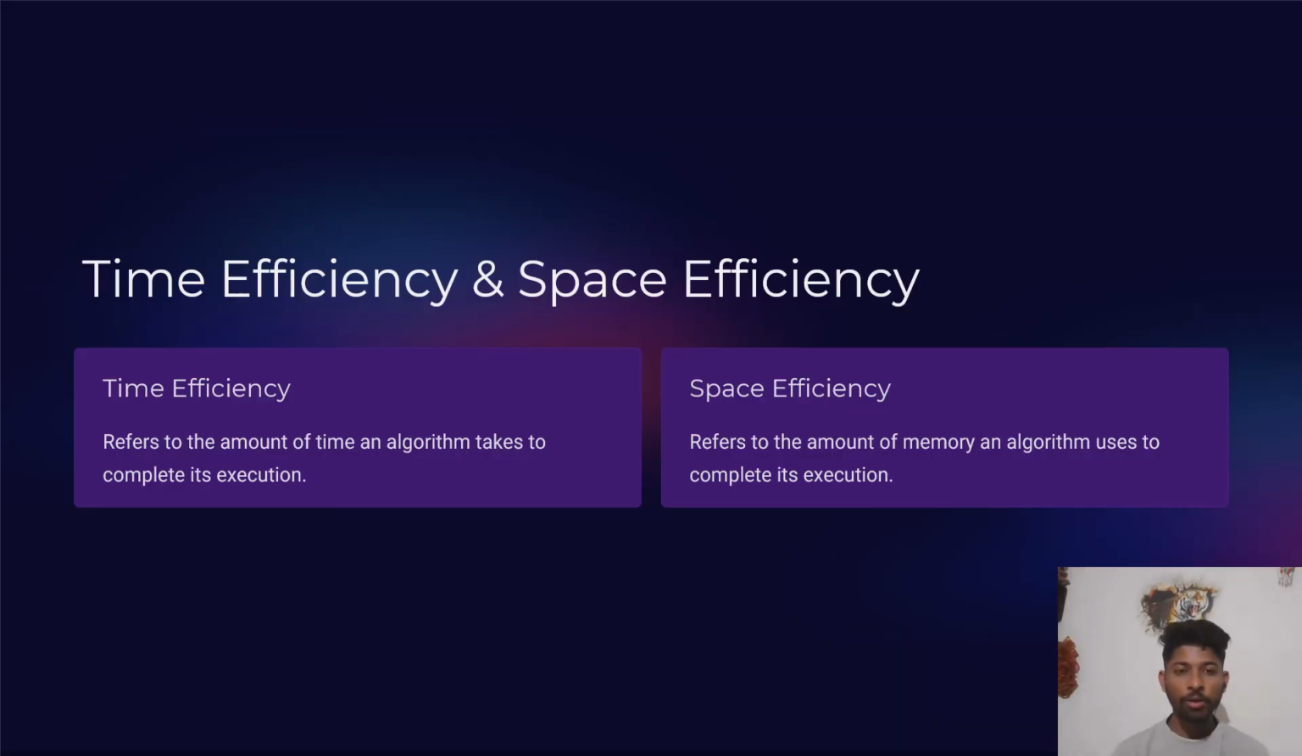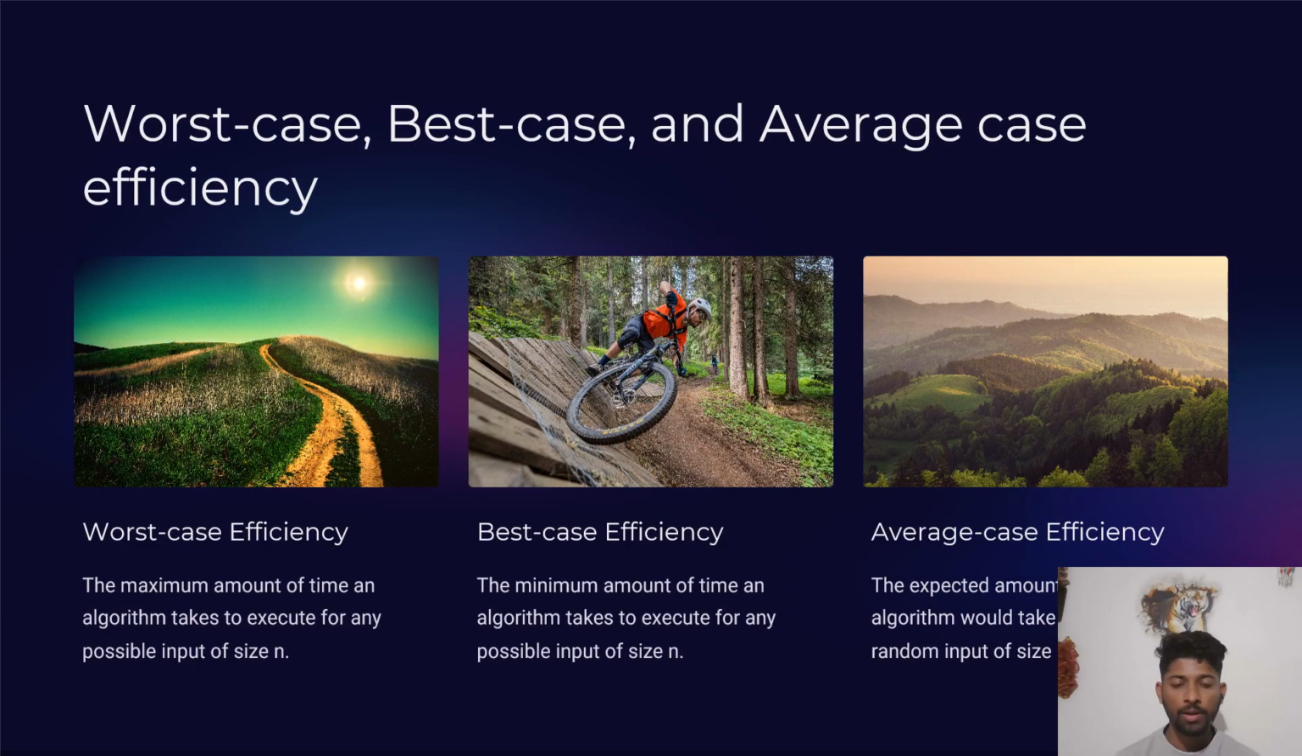So now we are going to see about the time efficiency and space efficiency in algorithms. First, time efficiency. It refers to the amount of time an algorithm takes to complete its execution. Space efficiency. It refers to the amount of memory an algorithm uses to complete the execution. So, the efficiency is divided into three parts: the worst case, the best case, and the average case.